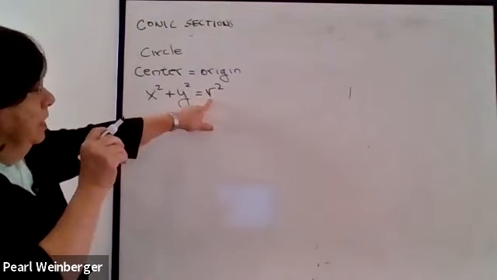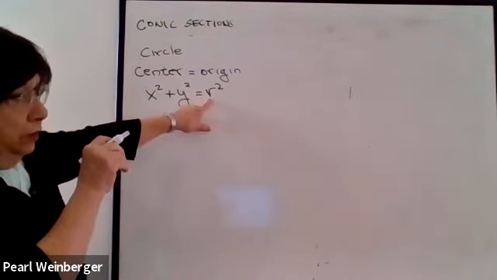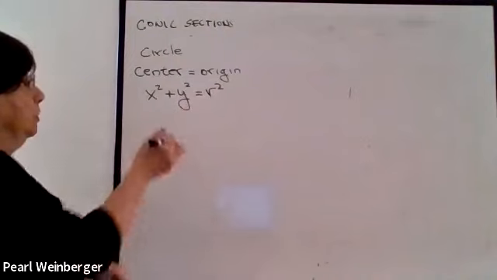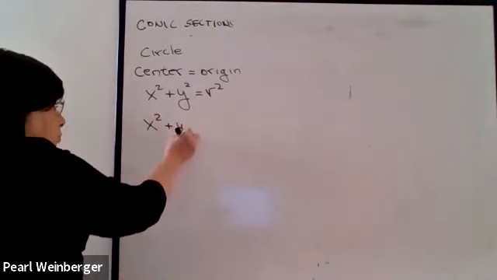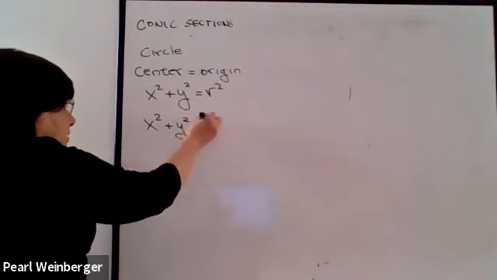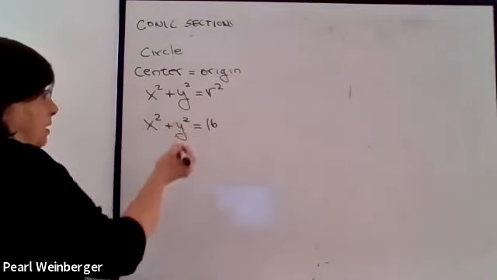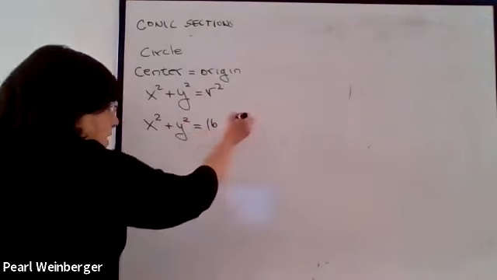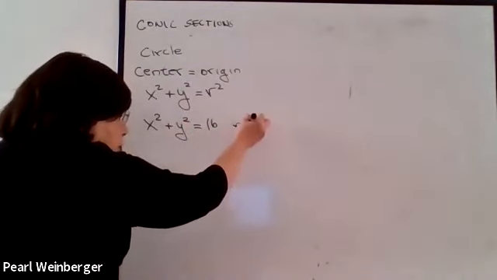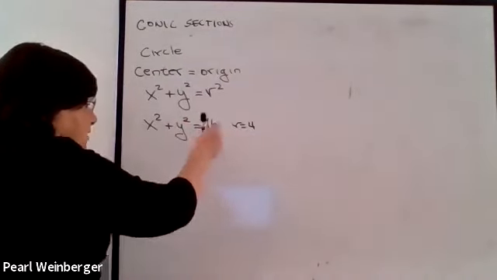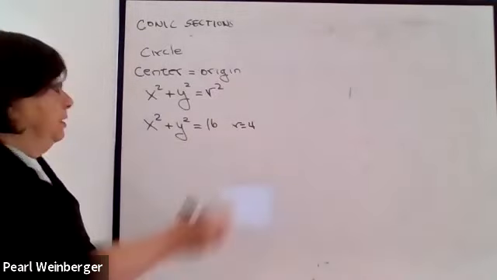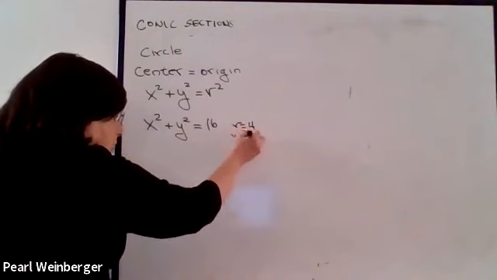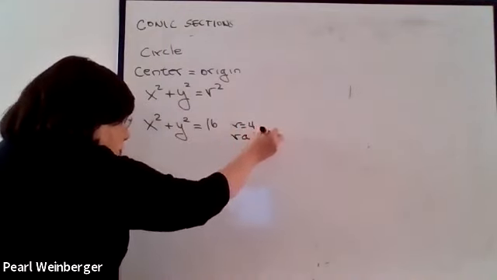Now, this number on the other side that I'm calling r squared is actually a number. In other words, I could have something like x squared plus y squared equals 16. In this case, my r would be equal to 4 because 4 squared is 16. That number is the radius. That's why I'm calling it r squared.